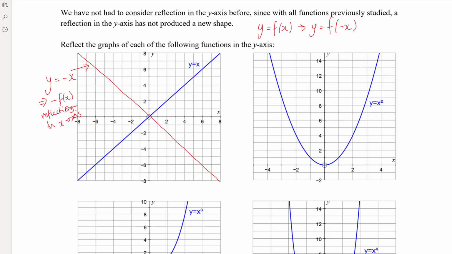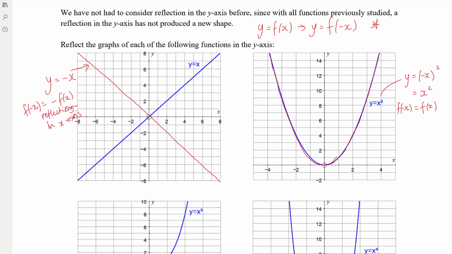Similarly, the parabola. If I reflect the parabola in the y-axis, what happens? Well, absolutely nothing happens because it's a graph that's symmetric about the y-axis. So again, thinking about this idea up here, if you take y equals x squared and reflect it in the y-axis, you get y equals negative x squared, which is just y equals x squared. So what you find here is that f of negative x is f of x, okay? Whereas in this one, f of negative x gave you negative f of x.